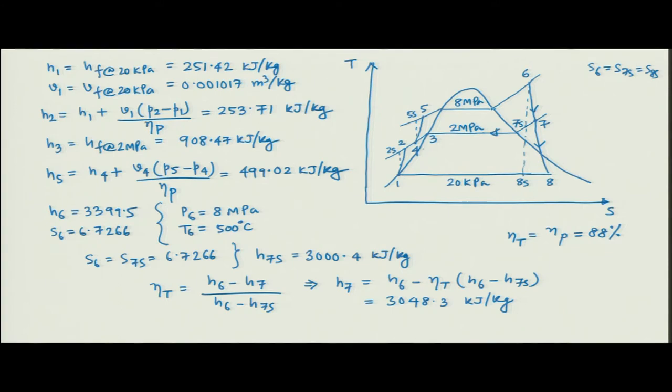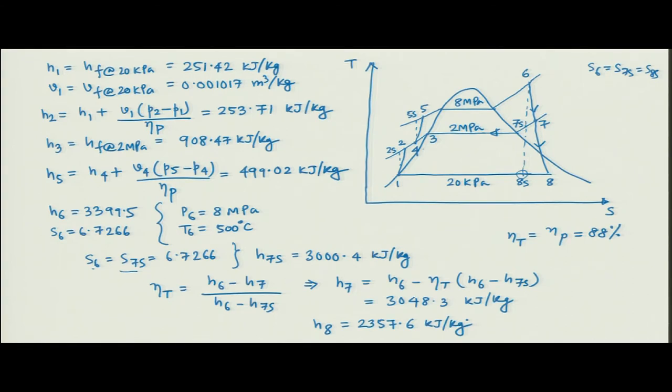I will not repeat this. The step is basically the same. There you have to take S6 equal to S8s and then from that you will find the enthalpy for this point 8s, and again using the turbine efficiency you can find enthalpy of the state 8. So I am just writing H8 and it is your task to find it. So H8 is 2357.6 kilojoule per kg. Okay.